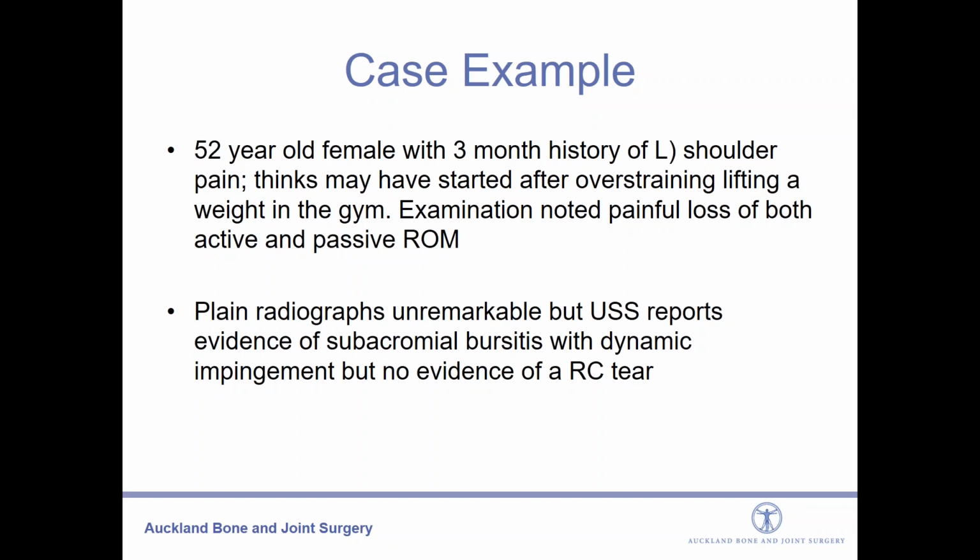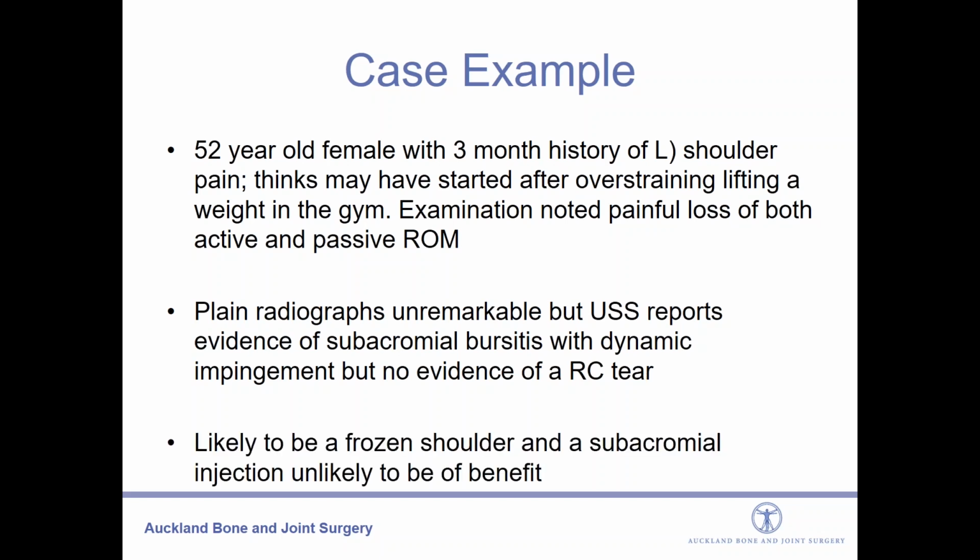So you've made the diagnosis with your history and examination. The imaging studies are really just to say, does this person have more significant pathology like a rotator cuff tear? No. Forget about the other thing it says. So until proven otherwise, this is likely to be a frozen shoulder because of the loss of both passive and active range of motion. And moreover, if you give that person a subacromial injection, it generally won't have any significant benefit because the pathology with the frozen shoulder is intra-articular, not subacromial.